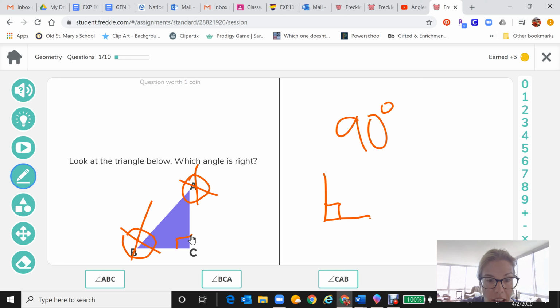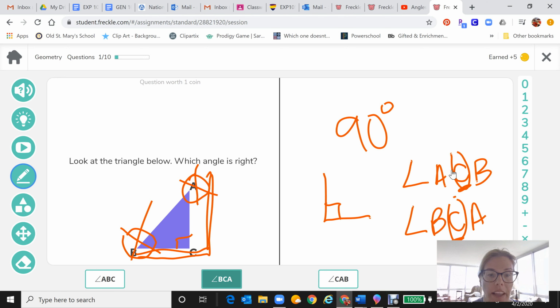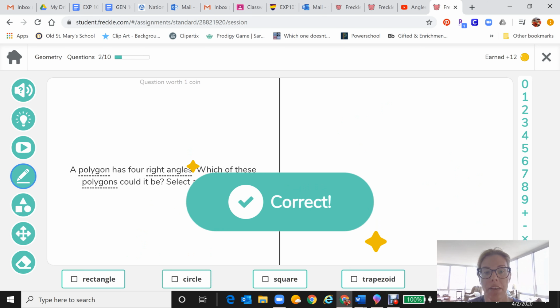Now, how do we classify angle C? The letter has to be in the middle. So, for example, if you're speaking of angle C, you would say angle ACB, meaning angle C would be where the right angle was. ACB. Or you would say angle BCA. Again, C is in the middle. That's how we know that this is the right angle, with C in the middle. Click that one. Click submit. Correct. All right.